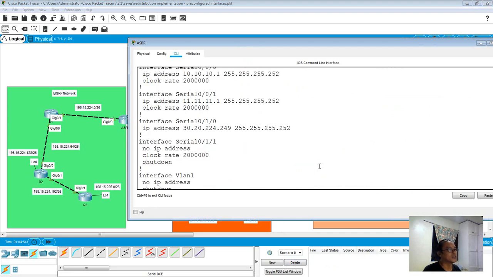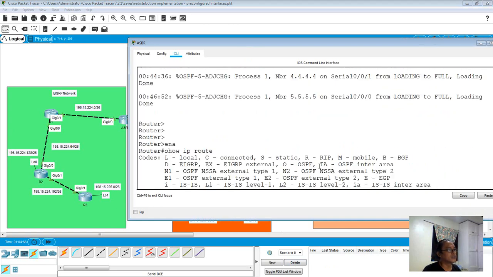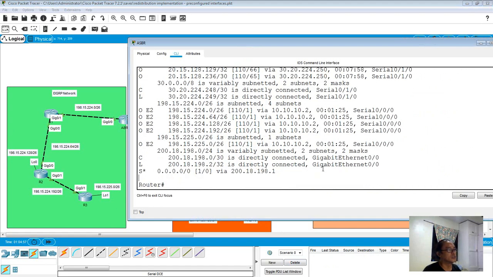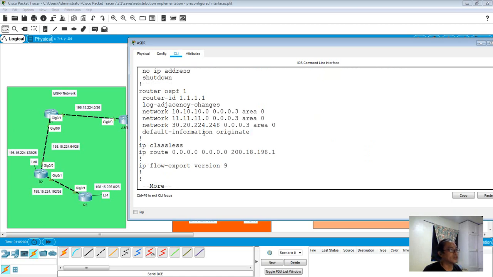let me show it to you. To show run. Okay, this command here enables you to propagate the static route to any other protocols, via OSPF. Okay, do you have any question with this?